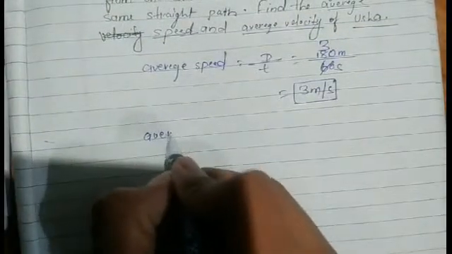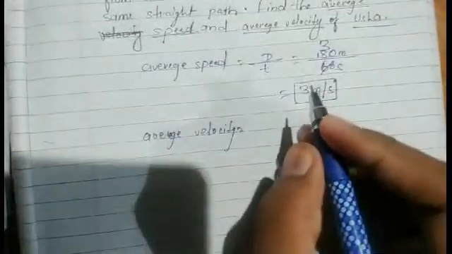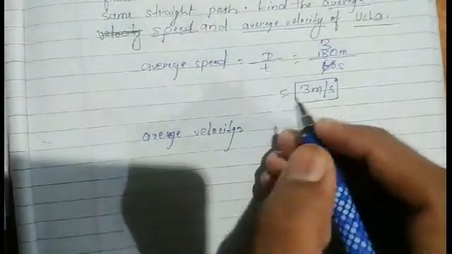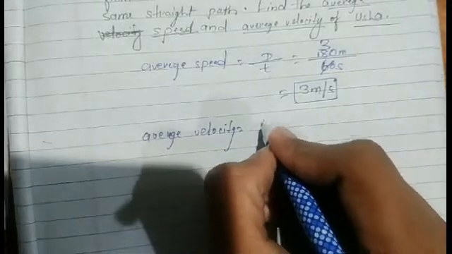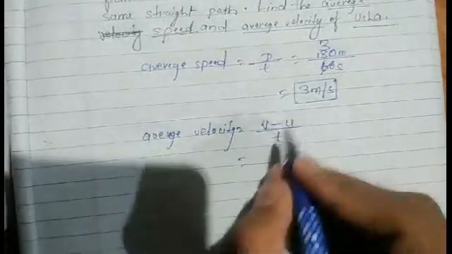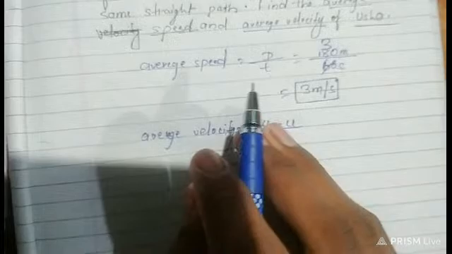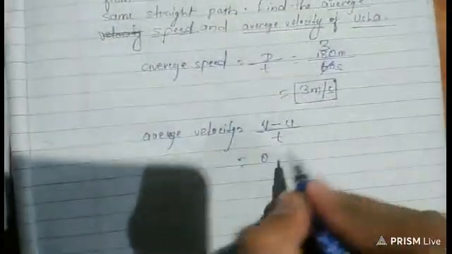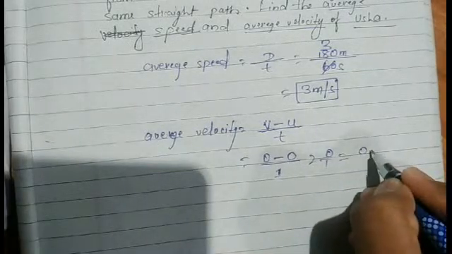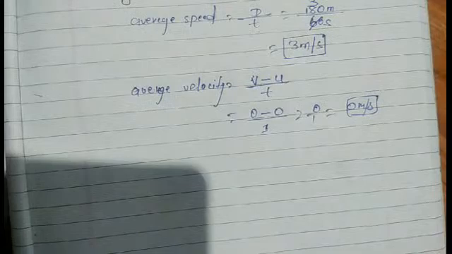And now we have to find the average velocity. So the average velocity is displacement by total time taken. When we go somewhere and then come back, the displacement is zero, so the average velocity is 0 by 1 minute, that is equal to 0 meter per second. And now the next question, 8.4.